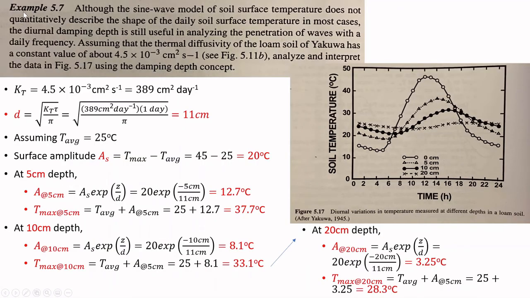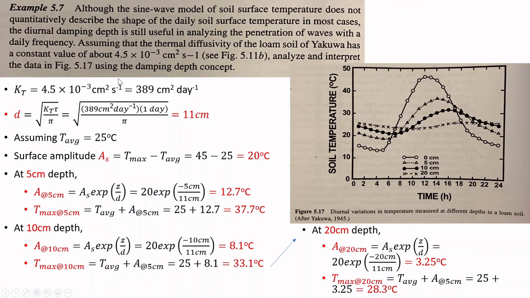Okay, so now let's look at example 5.7. Let us read the question. Although the sine wave model of soil surface temperature does not quantitatively describe the shape of the daily soil surface temperature in most cases, the diurnal damping depth is still useful in analyzing the penetration of a wave with a daily frequency. Assuming that the thermal diffusivity of a loam soil has a constant value of about 4.5 multiplied with 10 to the power negative 3 centimeters squared per second, analyze and interpret the data in figure 5.17 using the damping depth concept.